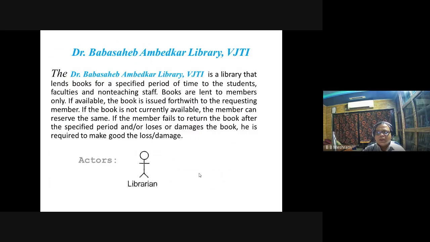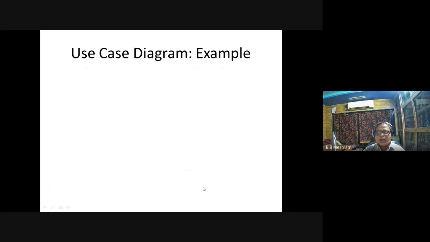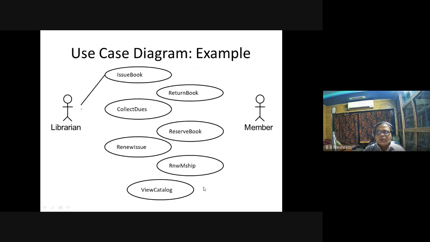Now, here you can identify the actors. So, from this case study of Dr. Babasaheb Ambedkar Library VJTI, librarian and members are the actors. Now, this is the use case diagram. So, here librarian and members are the actors.